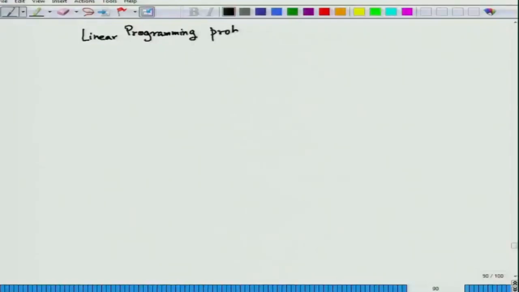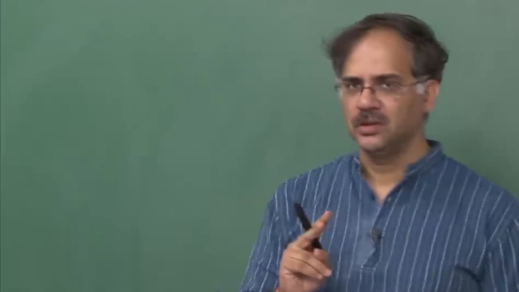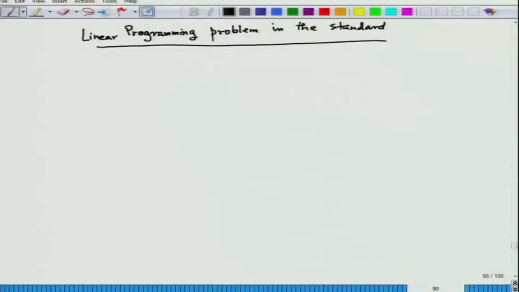Linear programming problem in the standard form. So, again I would like to repeat our goal here. The goal is twofold: provide examples of how to construct Lagrangian duals of two important classes of convex optimization problems. One is the linear programming problem, another is the semi-definite programming problem.